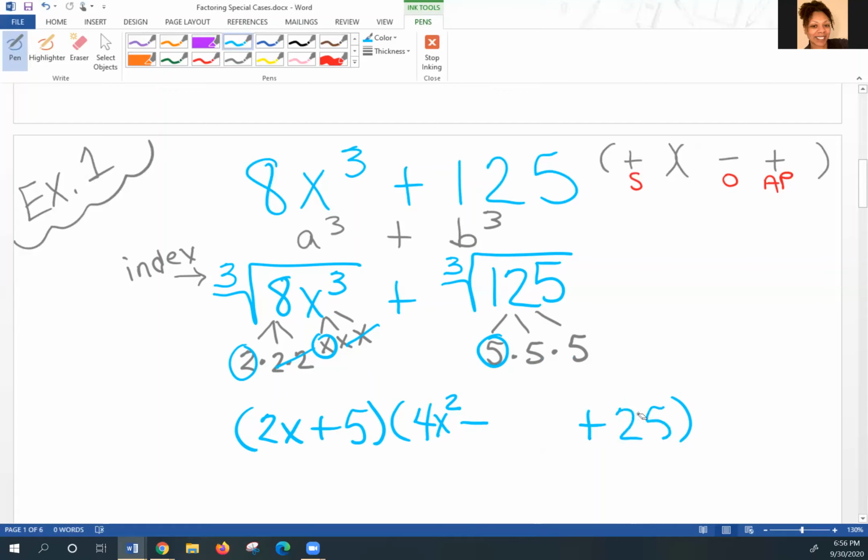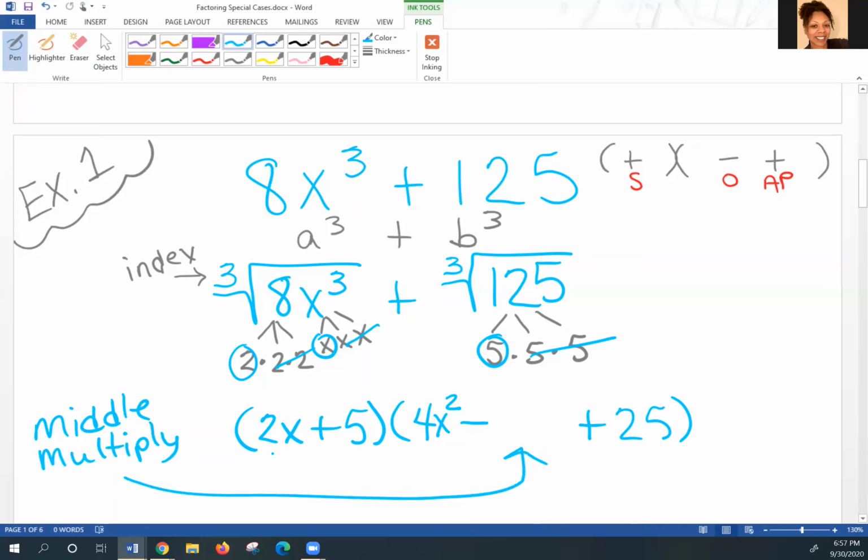That's my last term. So I told you the middle a few minutes ago is going to be when you multiply both of those together. So think M for middle, and multiply starts with the M as well. So that's how you can kind of remember what goes here. So 2x times 5 is 10x.